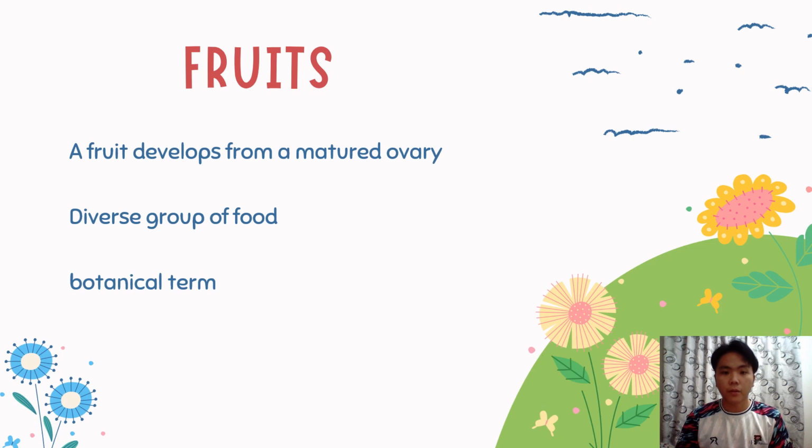Fruit develops from a mature ovary of flowering plants, usually containing seed. There is a diverse group of fruits that come in a variety of shapes, sizes, colors, and flavors. In botanical terms, fruit develops from the fertilized ovaries of flowers and typically contains seed. However, some fruits, such as bananas and seedless grapes, develop without fertilization.